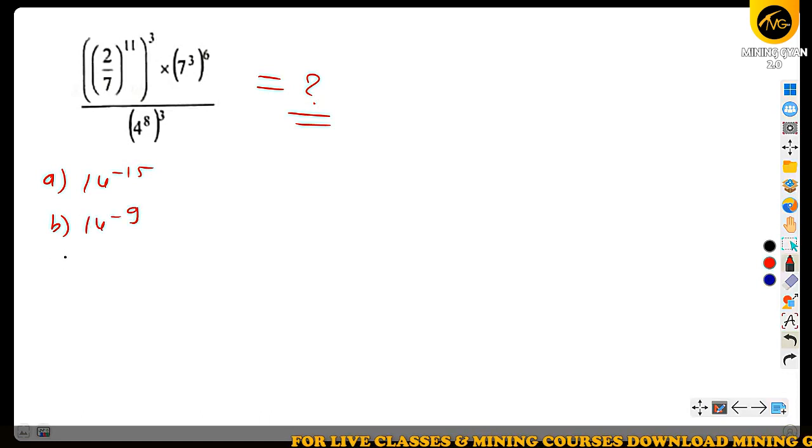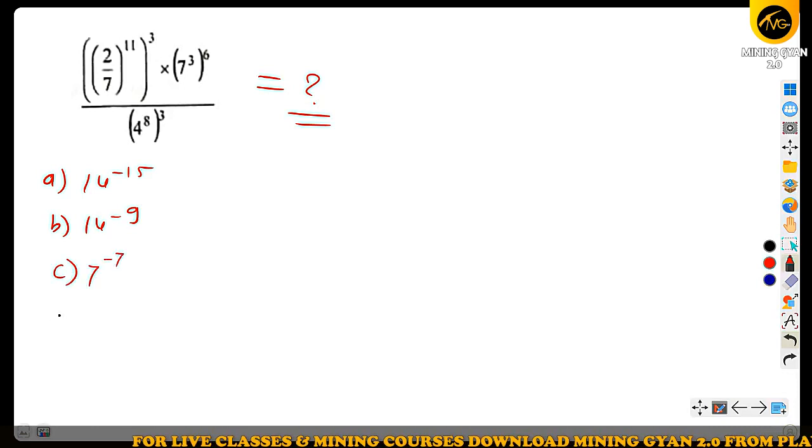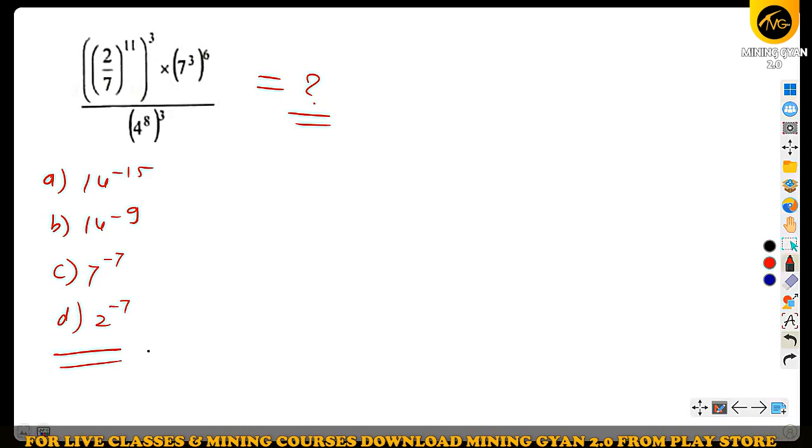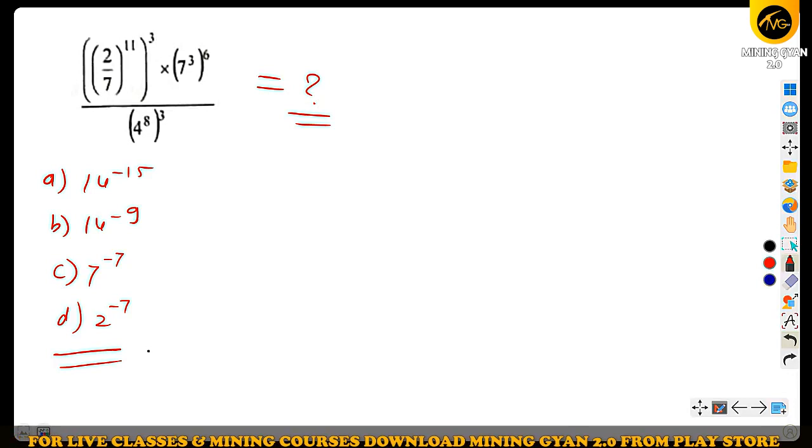Solve this problem as quickly as you can. So 7 power minus 7, and the last one is 2 power minus 7. Tell me the answer. If you understood the basic rules or logic, then you can easily solve it.